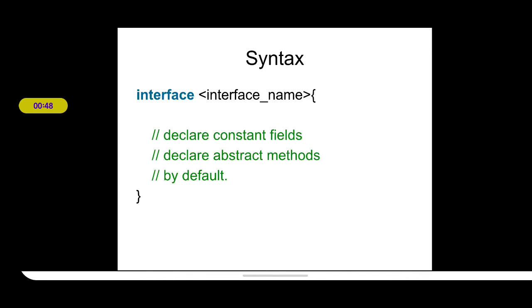Now this is the syntax of an interface. We have to declare the interface keyword followed by the interface name. Then inside the curly brackets we have to declare constant fields and declare the abstract methods by default.